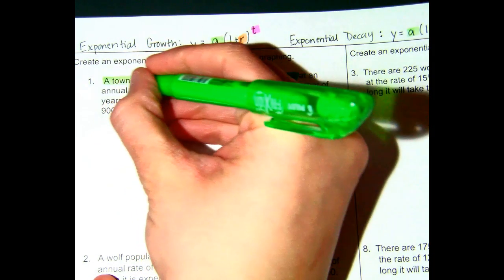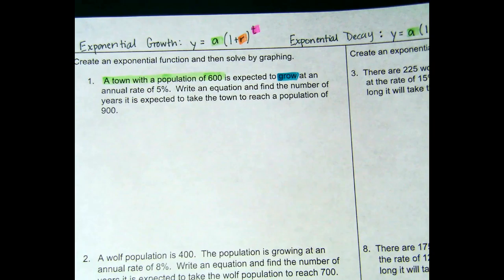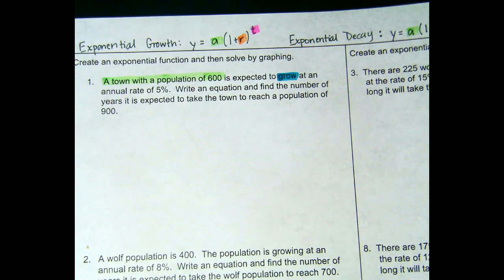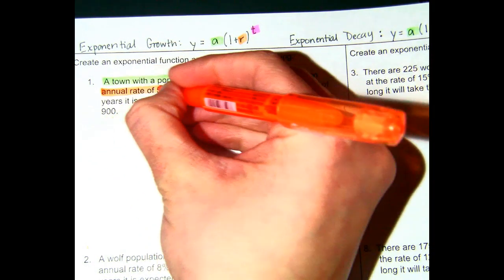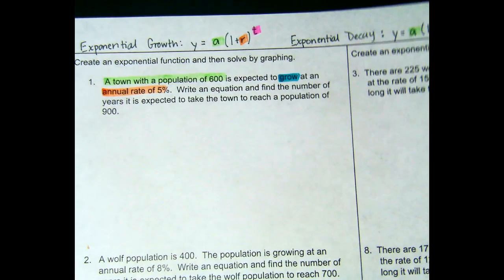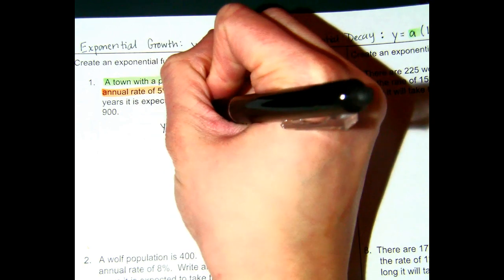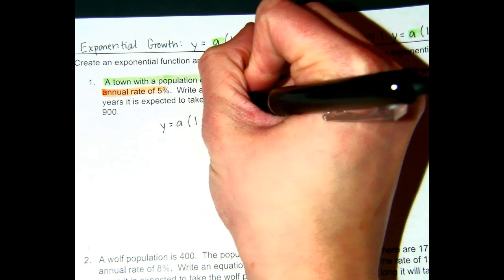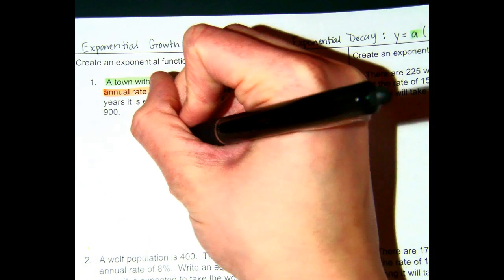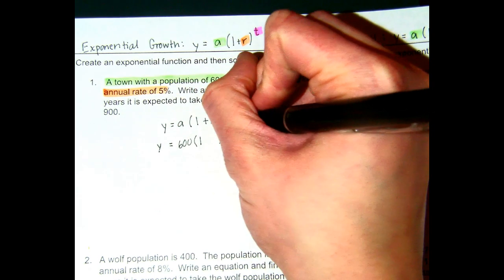That is the beginning. That's its starting value. It's expected to grow, growth, at an annual rate, our rate, of 5%. Here's what I know. I know I'm going to use this formula. So I'm going to write it down. Y equals A, parentheses, 1 plus R to the T power. A, 600, that's the beginning. Plus R. R is the rate. Our rate is 5%.